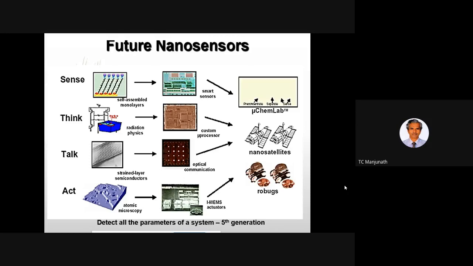And these sensors and actuators are the basis for this IoT, Internet of Things. And IoT is full of sensors and actuators only. So the modern day sensors cannot think, just one input, one output. If you give an input, you're going to get output, but they cannot think. So the future sensors can not only sense, they can also think, talk, and act. These are all used for detecting all the parameters of the system, which is the fifth generation of nano sensors, they call it, and also they call it the smart sensors.